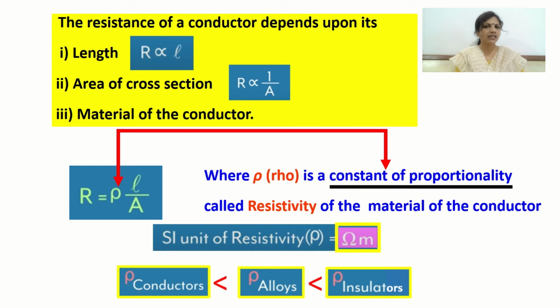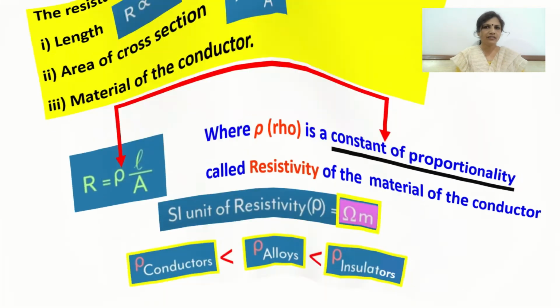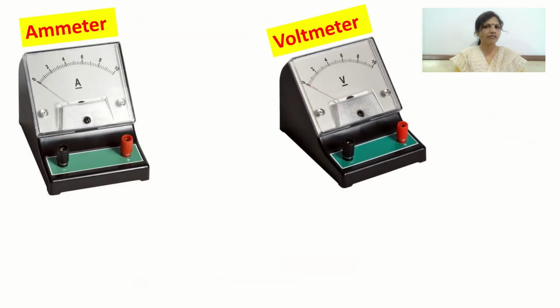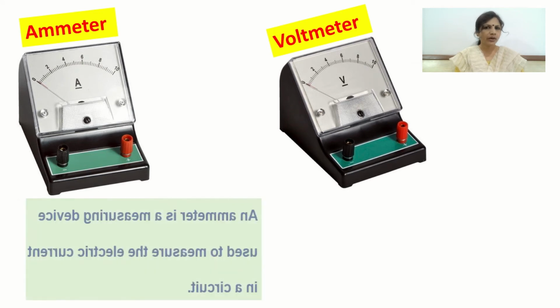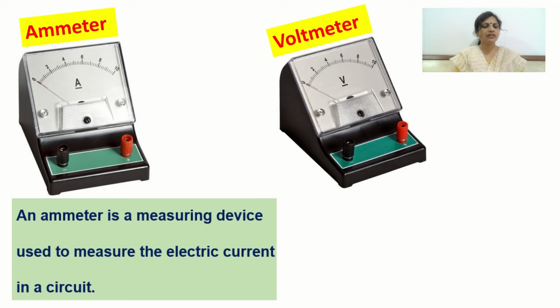Children, when we were discussing electric current, we discussed a device that is an ammeter. Ammeter is an electrical device which is used to measure electric current in an electrical circuit. The figure which is flashing here on the screen is an ammeter, and the red screw is the positive terminal of an ammeter and the black screw is the negative terminal.